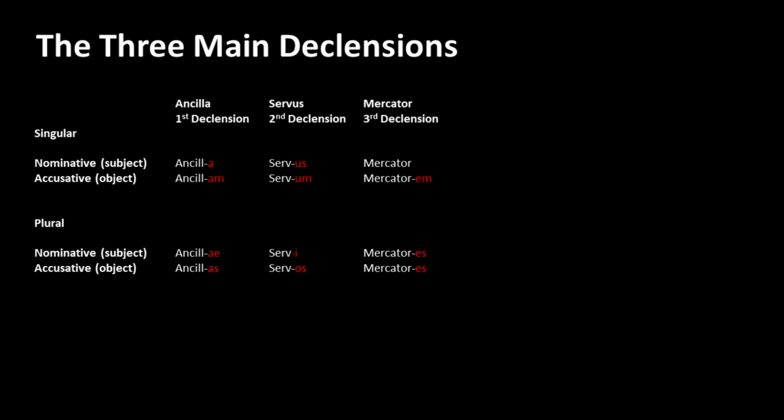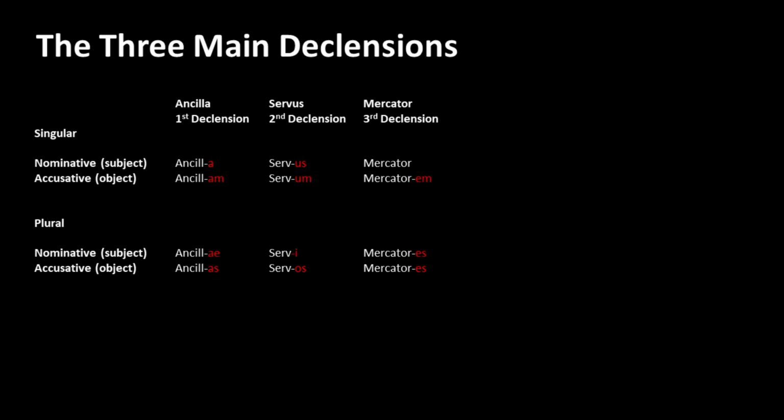Here on the table, I've given the roots in white, and I've given the endings. We call them the case endings. I've given those in red. As I've said, there are 3 main declensions. There are 2 others, but we will ignore those for the moment.